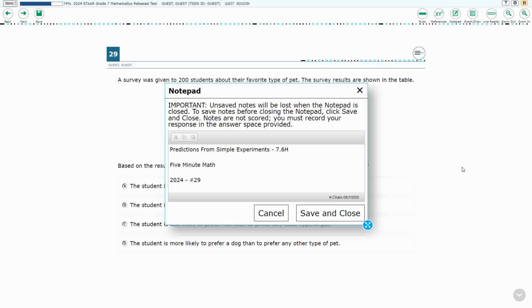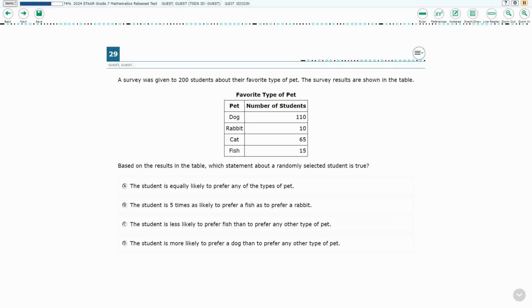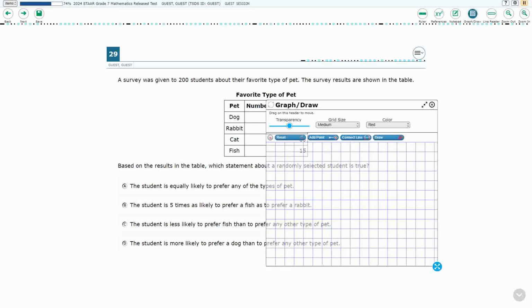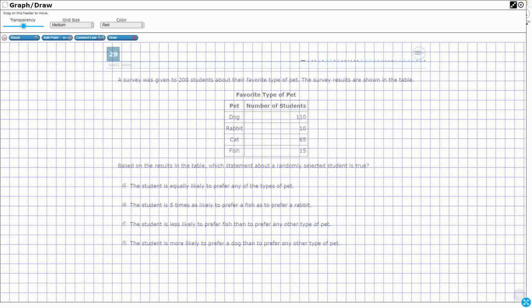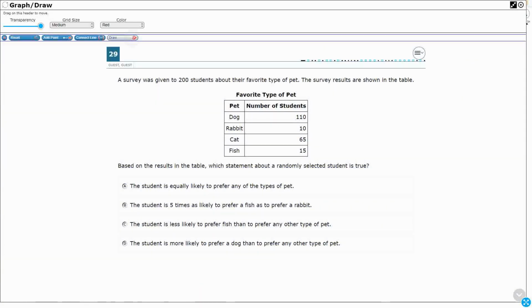Today we are looking at the 7th grade concept of predictions from simple experiments. This is standard 7.6H in the great state of Texas, and we are using item number 29 of the 2024 released STAAR test. If you haven't done so already, please go ahead and take a moment to pause the video, work this problem out on your own, unpause it, and we will look at our answers together.